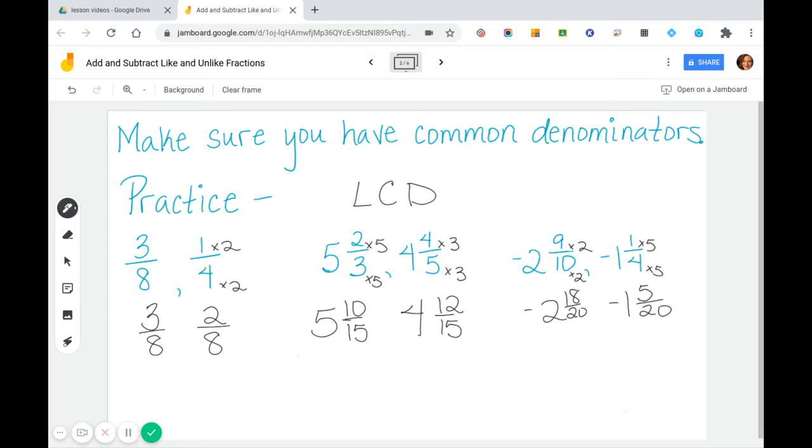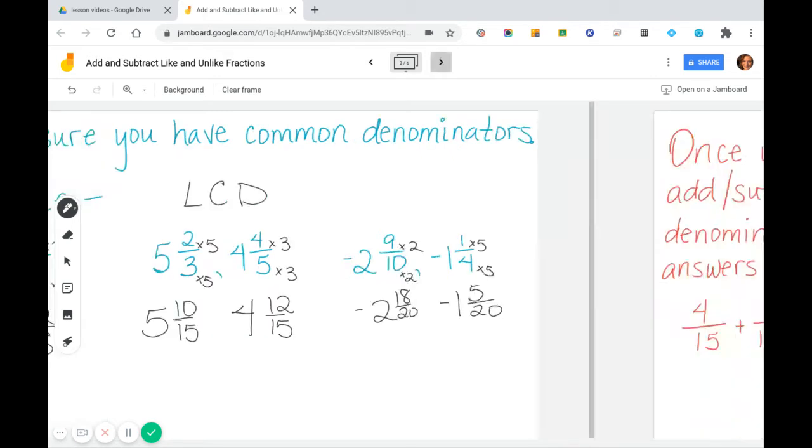Okay, so we've practiced getting common denominators. Now let's practice how to actually add and subtract the fractions, and then we'll put both of those things together.